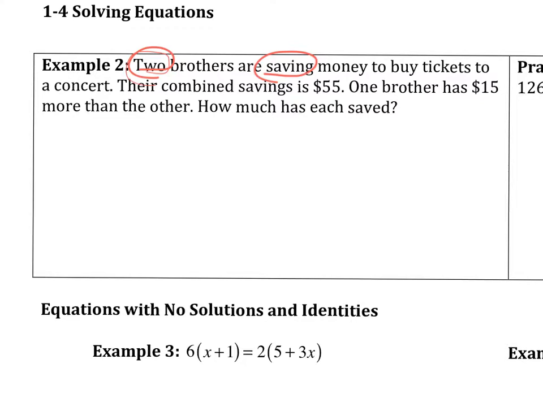So I actually don't know what to call them yet. So maybe I'll call brother 1 A and brother 2 B. I don't know at this point. So I'll start by saying A is brother 1.